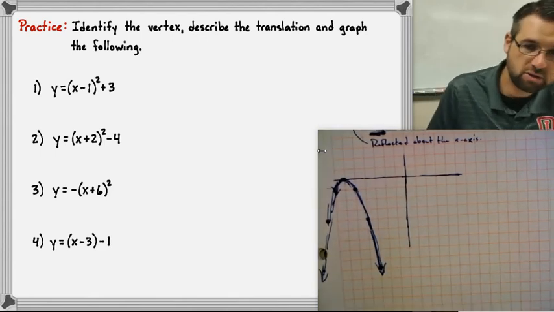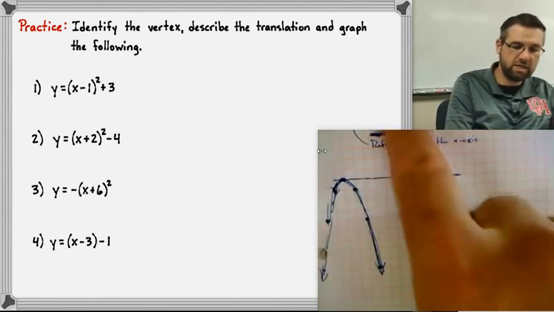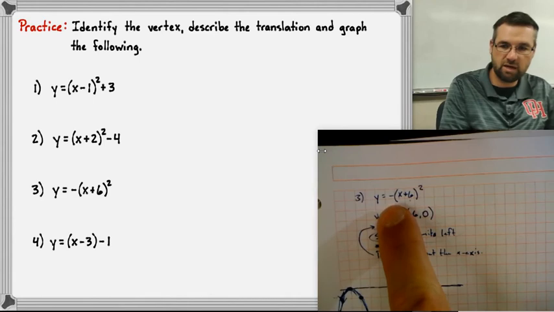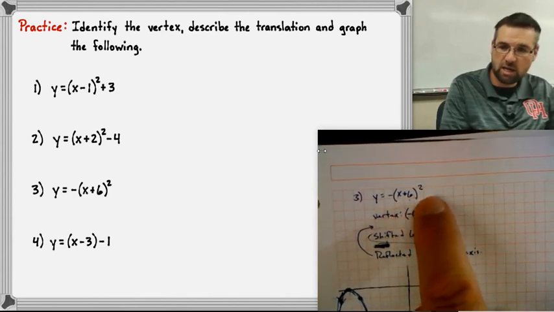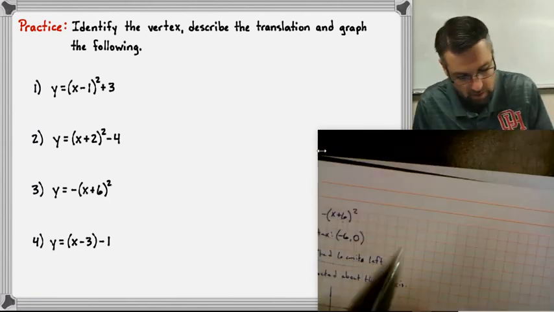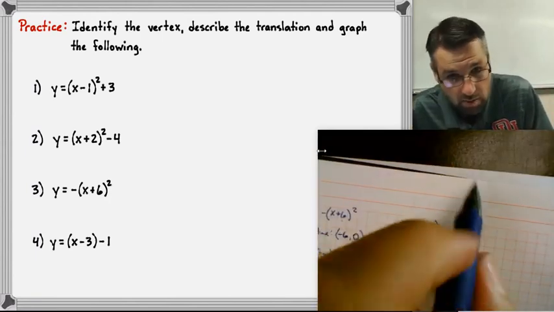All right, so there's our parabola for number 3. Again, it opens down because the a value is negative. And then we have a vertex of negative 6 because we changed the sign, and then 0 because there's no k value there. All right, number 4, last problem.